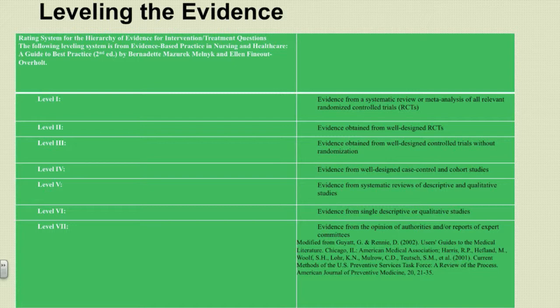Level 1 is a systematic review, meta-analysis. Level 2, well-designed RCTs. Level 3, well-designed control trials without randomization. 4, evidence from well-designed case control and cohort studies. 5, evidence from systematic reviews of descriptive or qualitative studies. 6, evidence from descriptive or qualitative studies. And 7, evidence of expert opinion or authorities. Now, if you're unsure, please contact your task force chair. They are there to help you go through this.